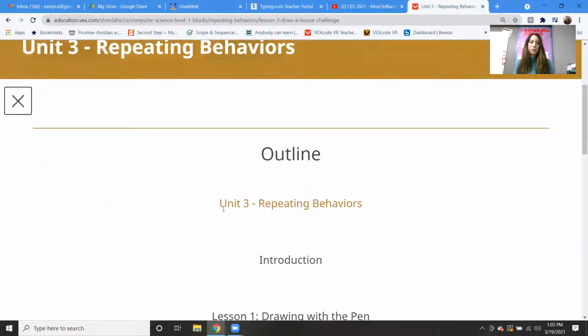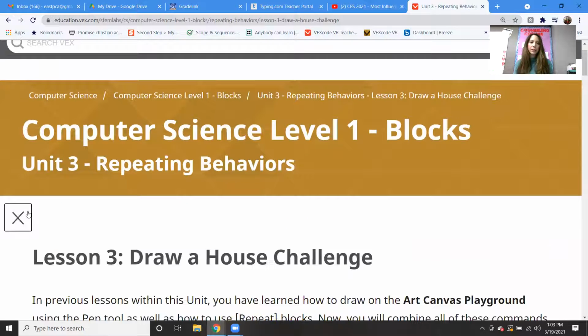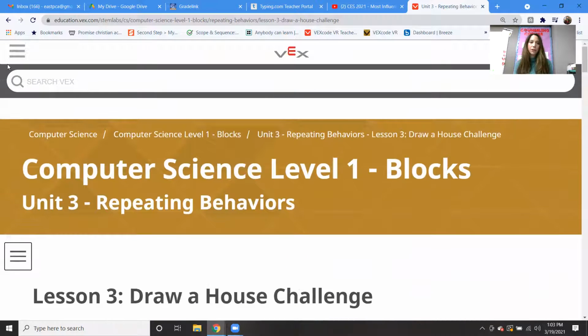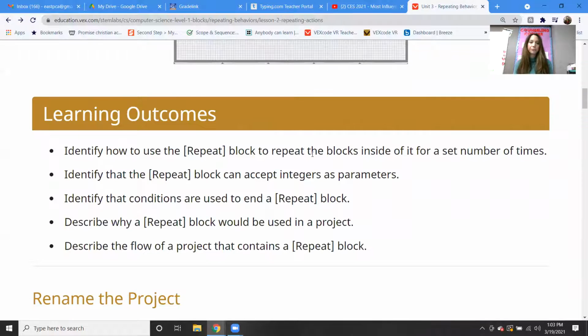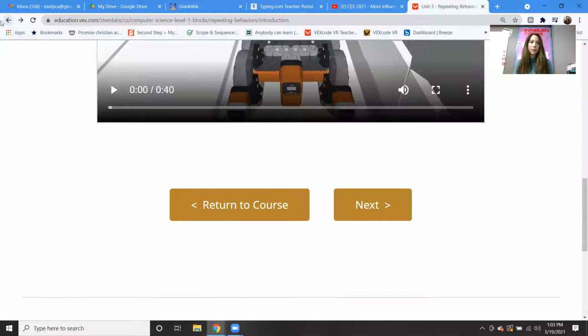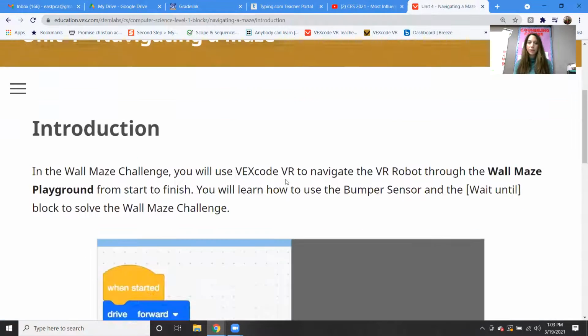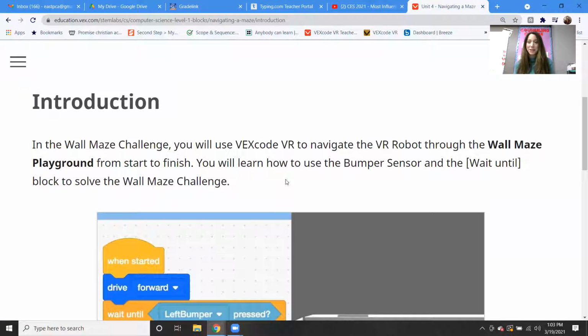Then we were into Unit 4. So we moved into Unit 4. So let me get into Unit 4 here. Hang on. I'm going to get to Unit 4. And Unit 4 was navigating a maze, right? So remember, we spent quite a lot of time in the maze this quarter. And this one was using the bumper sensor, right? So we used the bumper sensor.